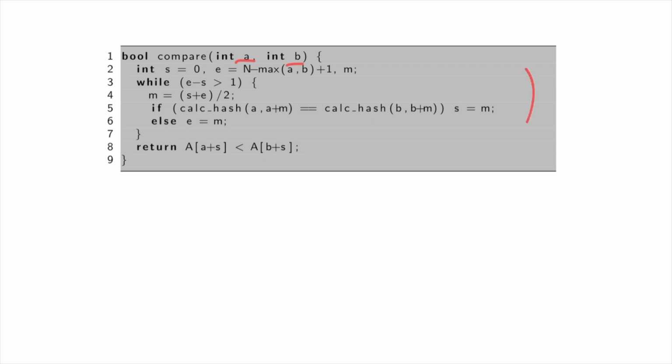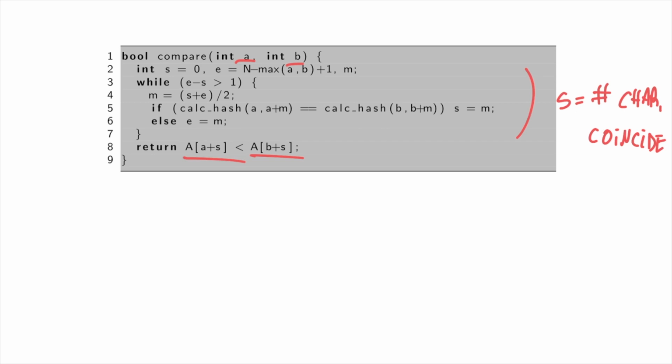In code, comparing two suffixes of the same string, starting at A and B, is very simple. We binary search on S the number of characters that coincide. Then, once we have found this number, we have to compare the string at position A plus S with the string at position B plus S. So, the binary search trick to speed up comparisons will give us a lot of options to implement naively things that were otherwise very hard.